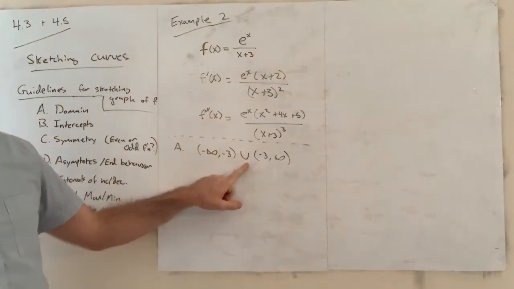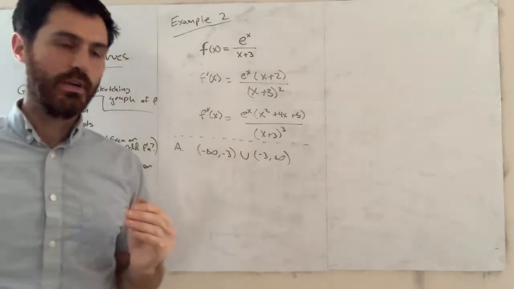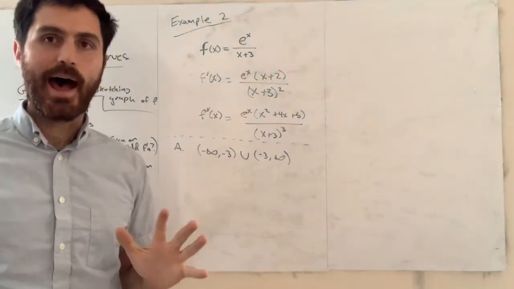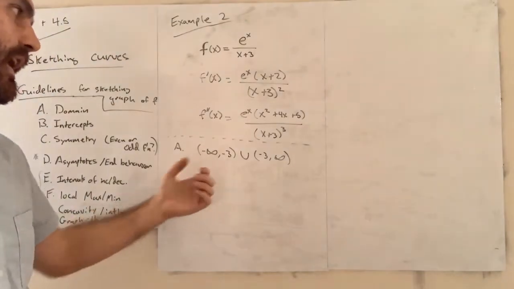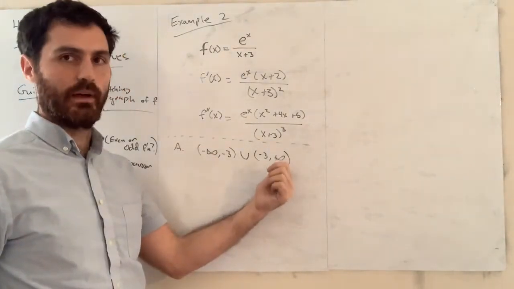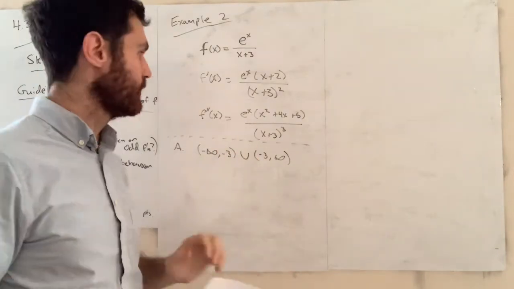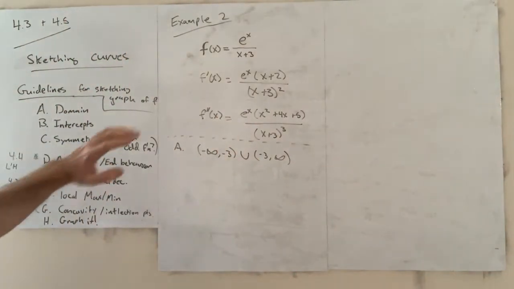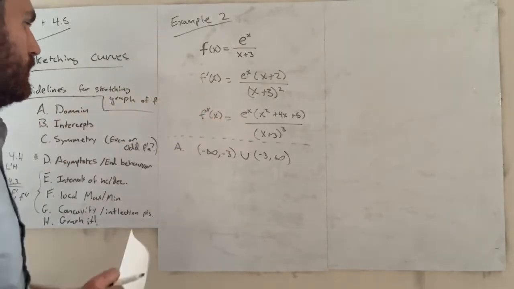And that union symbol there in the center means this together with that. That's all it means. It's set notation. This is a set of real numbers, this is a set of real numbers, and we want to join them both. So now that answers that.